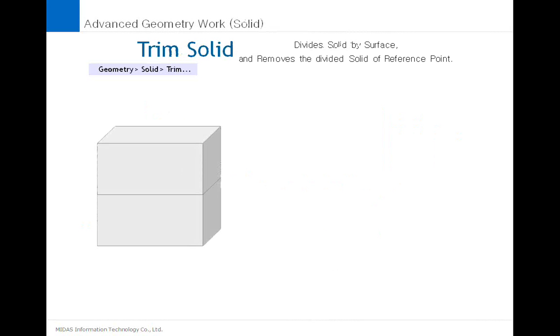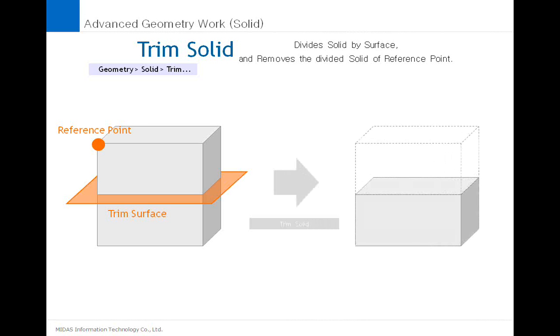You can trim the solid, with the help of which you specify the trim surface and the reference point, and the opposite solid will be trimmed. So this is very useful. This comes in very handy when you need to generate different geometry models for your projects.